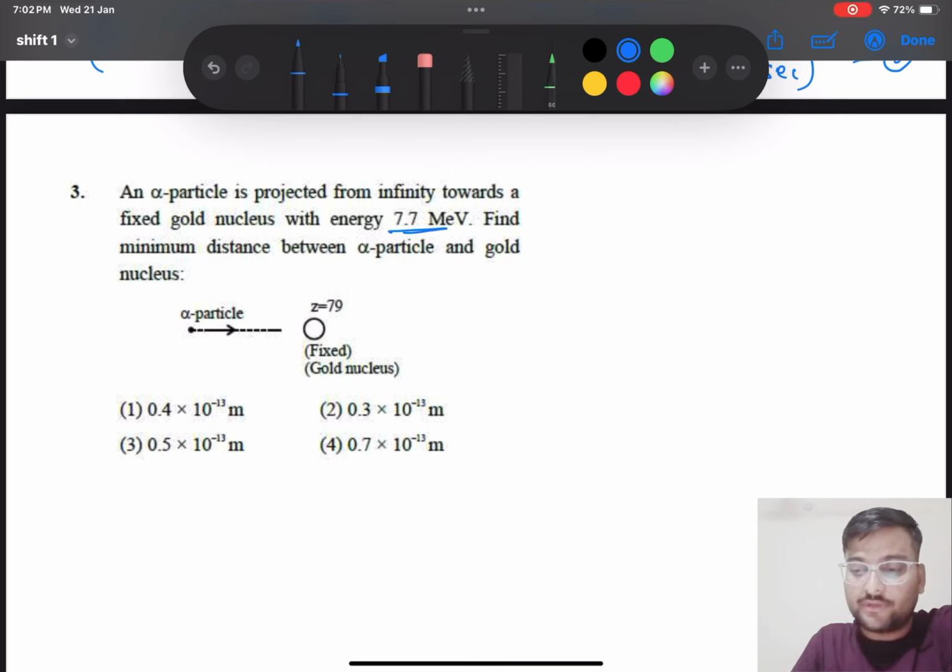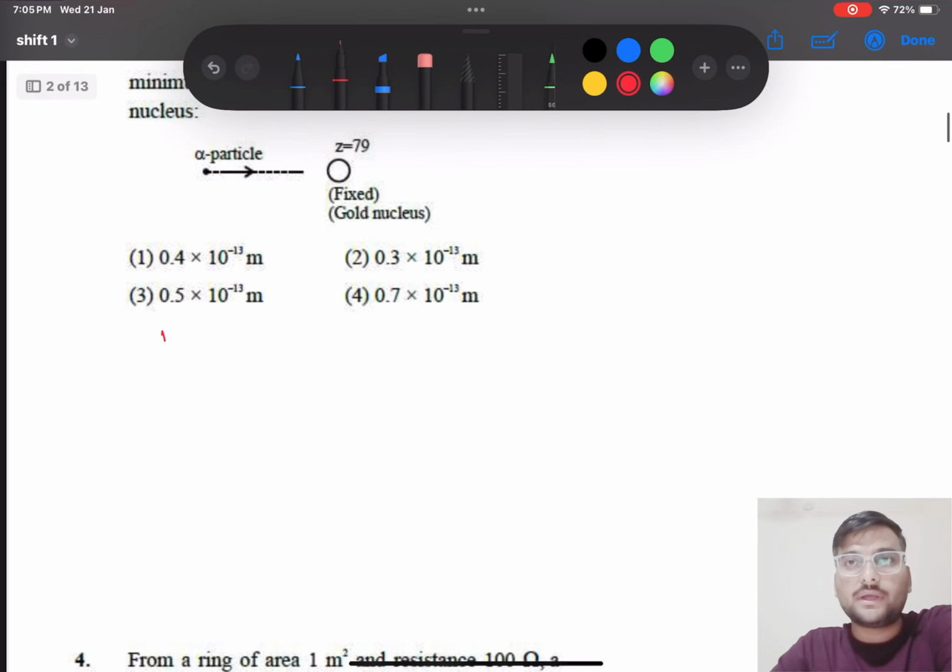That energy is given to you: 7.7 mega electron volt. Find the minimum distance between the alpha particle and the gold nucleus. Actually, this question is related to the atom chapter, the Rutherford gold foil experiment, but we are also solving this question with the help of the conservation of mechanical energy theorem.